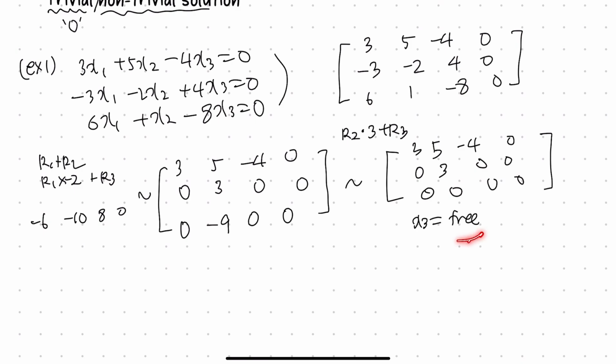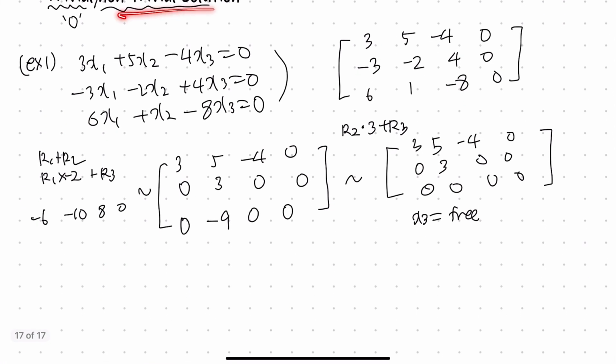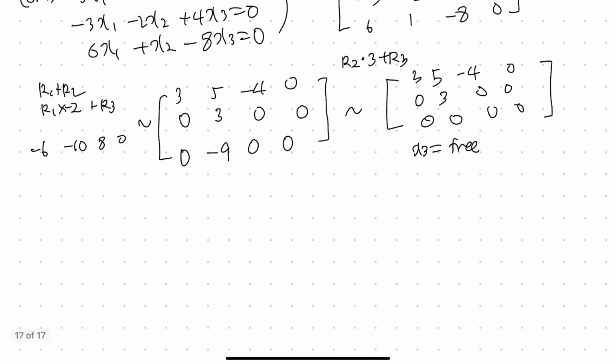And again, because you have one free variable, that means that this has a non-trivial solution, because, as you can see, for example, in row 1, you can substitute any value into the free variable to make the solution non-zero.